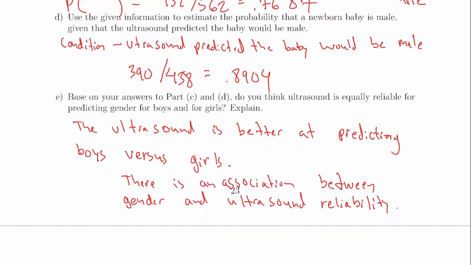If both of the percentages were the same or roughly the same, then we can say there is no association, because it doesn't matter if the ultrasound predicted female or male, it does an equal job of predicting it. But for this one, since there's like a 13% difference, we're going to say there is an association. And that's it for this last problem. Any question for that last problem?